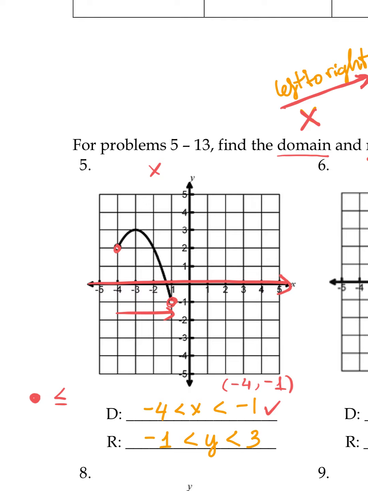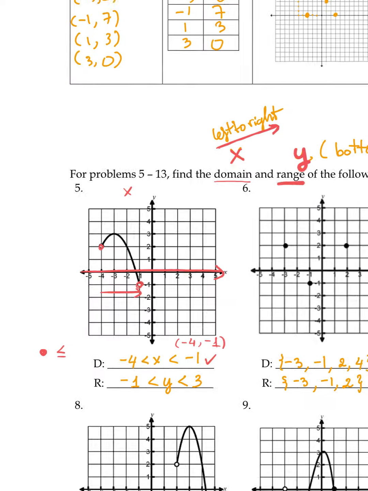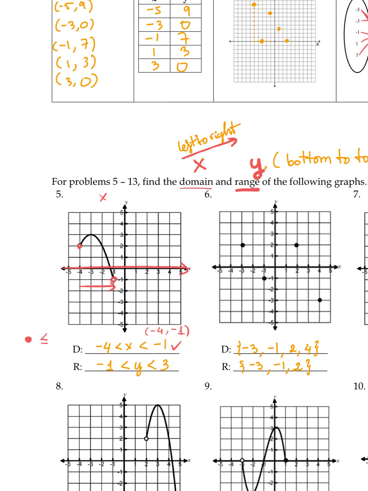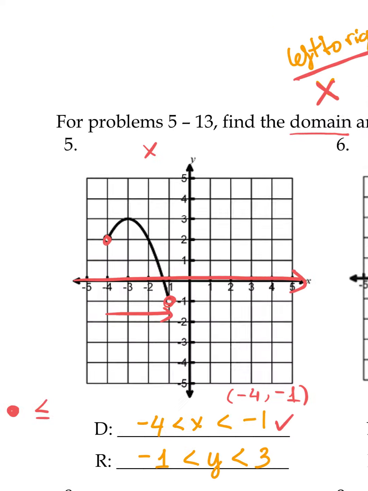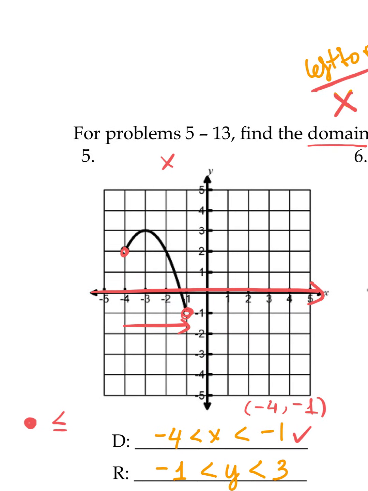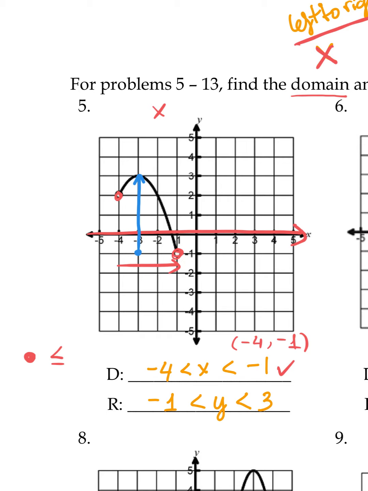Okay, the range is the y-axis, and we're gonna take a look from the bottom to top. We can see from this graph it's starting at -1 and it goes up to 3, right? At -1 it's an open circle, but at 3, it hits right here, the highest point of the graph, so we can say it includes 3. So we should have the sign less than or equal to.